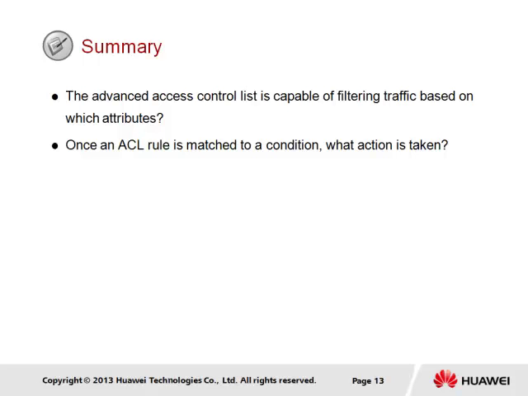Once an ACL rule is matched to a condition, what action is taken? Well, if the condition matches an ACL rule, the rule is applied based on the action listed, commonly as permit or deny. Once an action has been applied to a tested condition, the ACL process will cease to continue.